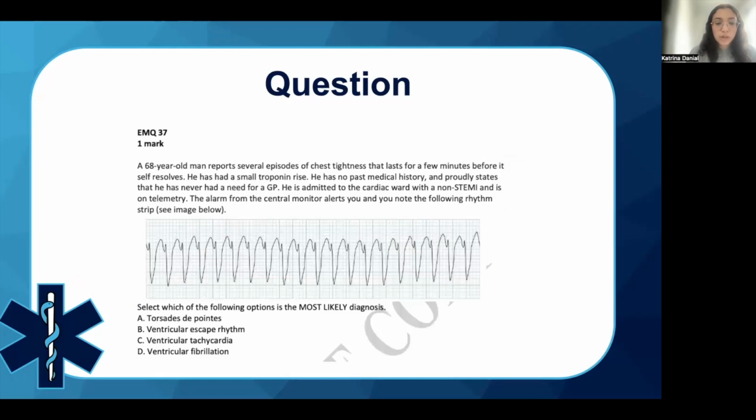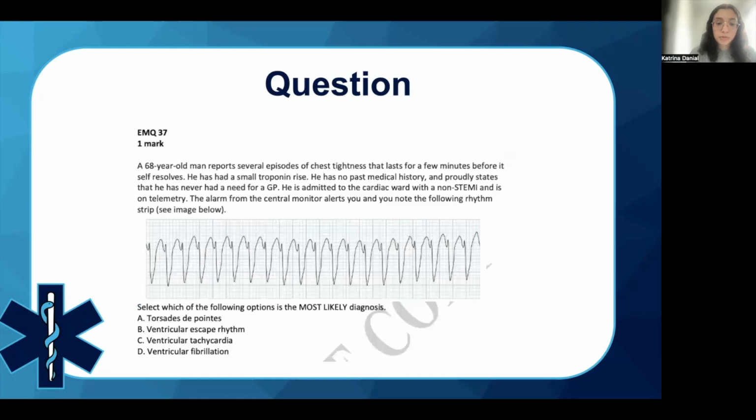A 68-year-old man reports several episodes of chest tightness that last for a few minutes before it self-resolves. He has a small troponin rise. He has no past medical history. Proudly states he has never had a need for a GP. Red flag. He is admitted to the cardiac ward with an NSTEMI and is on telemetry.